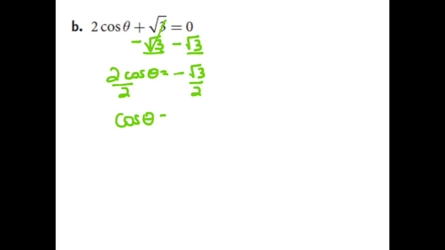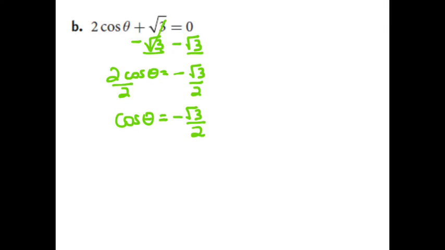Here, 2 cosine theta plus the square root of 3 equals 0. I'm going to start out by getting that cosine theta by itself. We're going to subtract square root of 3 from both sides. 2 cosine theta equals negative square root of 3. And then I'm going to divide by 2. And cosine theta equals negative square root of 3 over 2.